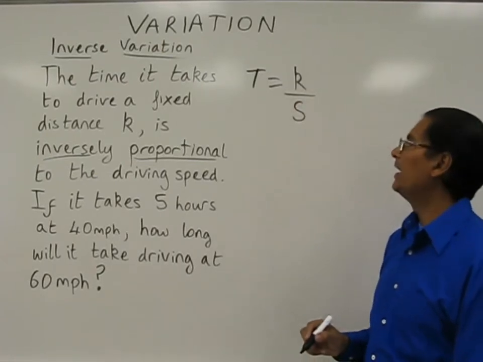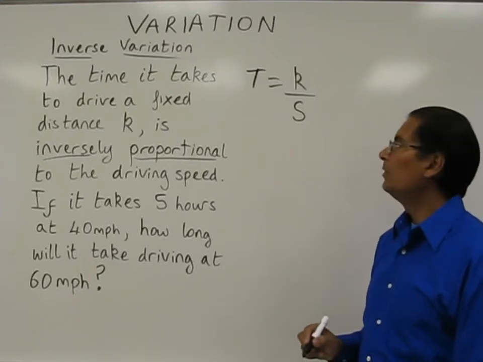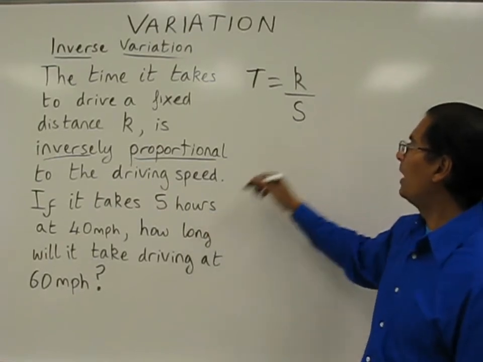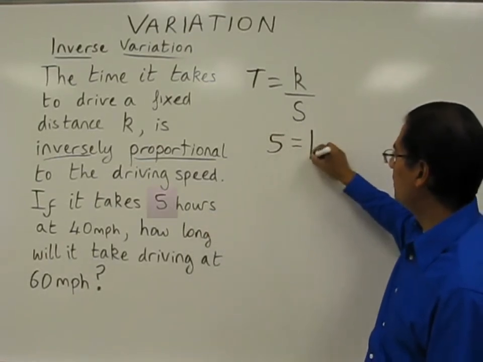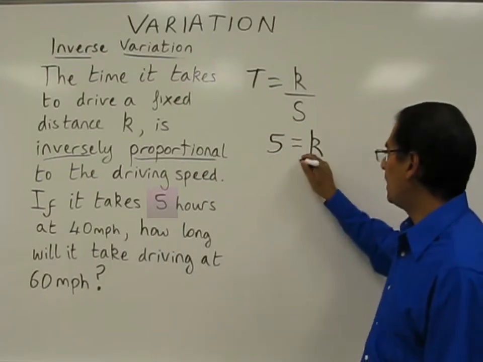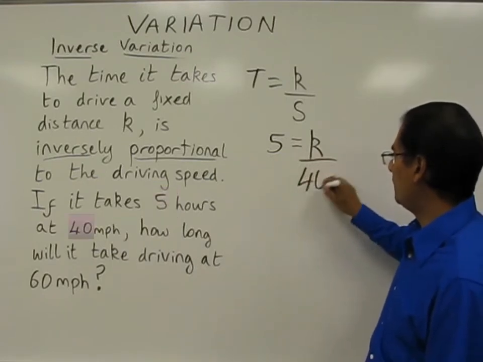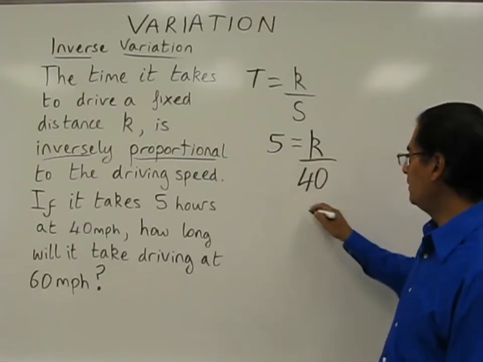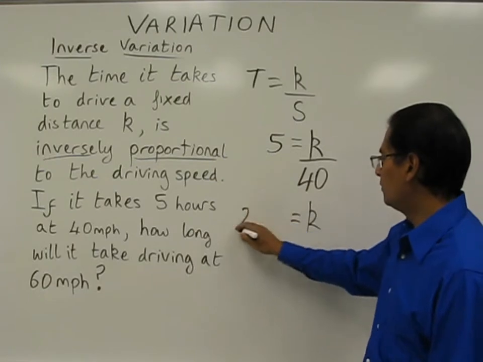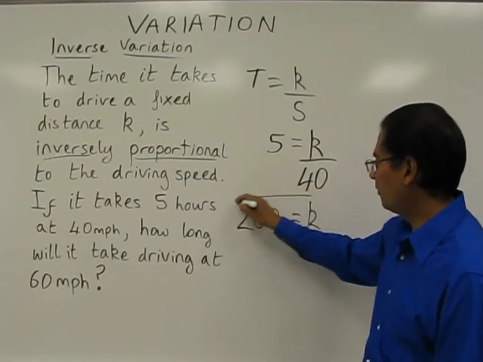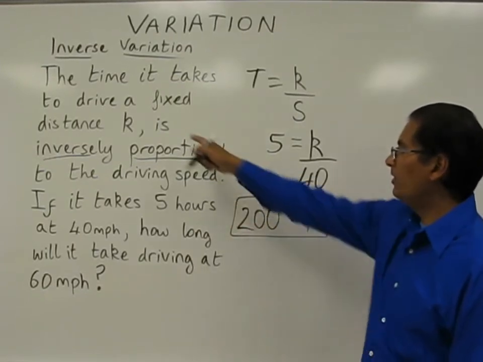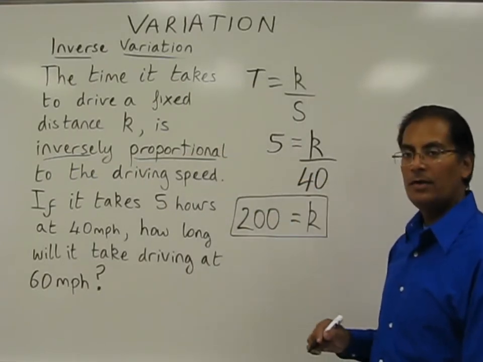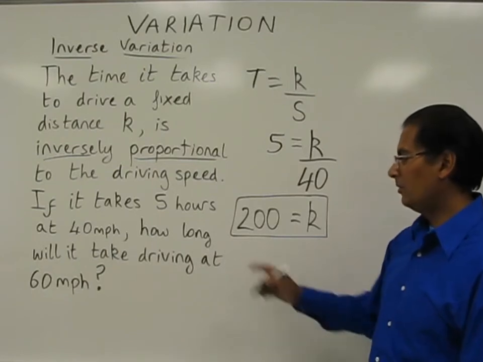So t equals k over s. And we now need to plug in some numbers here. So we know the time it takes, 5 hours, equals k divided by the speed, 40. If we solve this for k, we multiply both sides by 40, we'll get k equals 200. So we know our constant k, our fixed distance in this case, is 200 miles, because those are the units we're working on.